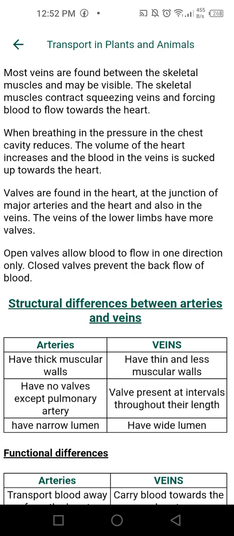When breathing in, the pressure in the chest cavity reduces. The volume of the heart increases and the blood in the veins is sucked up towards the heart. Valves are found in the heart, at the junction of major arteries and the heart, and also in the veins. The veins of the lower limbs have more valves. Open valves allow blood to flow in one direction only. Closed valves prevent the backflow of blood.